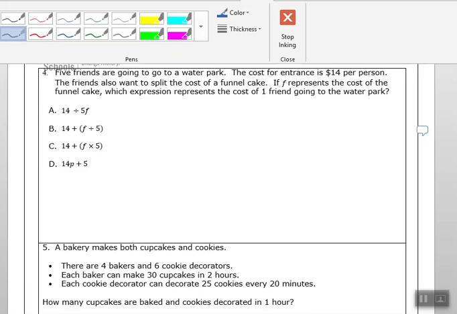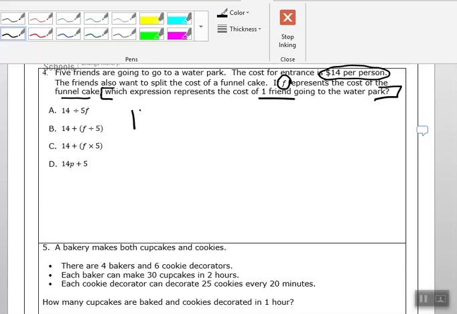All right. 5 friends are going to go to a water park. The cost of the entrance is $14 per person. That's going to be important. The friends also want to split the cost of a funnel cake. If F represents the cost of the funnel cake, which expression represents the cost of one friend going to the water park?